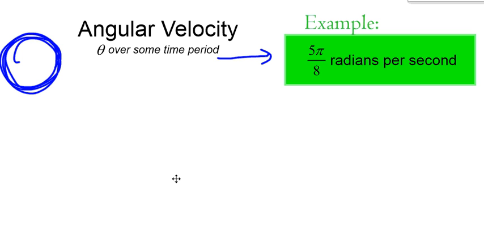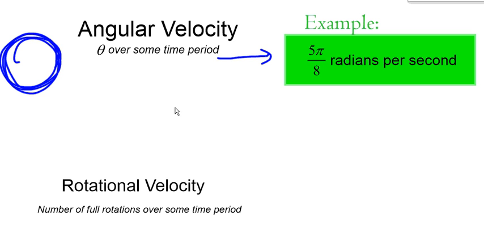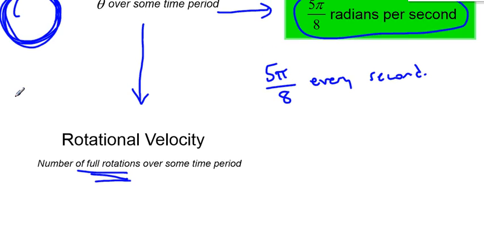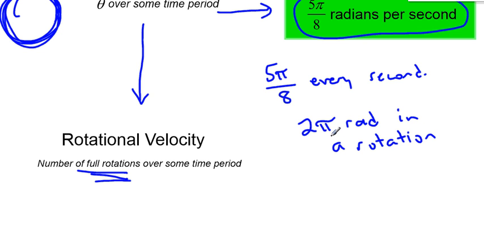So if we know the angular velocity, we should obviously be able to calculate the rotational velocity. Rotational velocity is a measurement of how many full rotations it goes through over some time period. So let's actually do that for this question. If this is the angular velocity here, let's calculate the rotational velocity. So if I'm rotating by 5 pi over 8 every second, I want to know how long will it take me to go an entire circle? So what time period would have me rotate a full circle? So a full circle we know is 2 pi radians. So you could say that's one rotation or one revolution. So if I have 5 pi over 8 and I want 2 pi, let's just do some division.